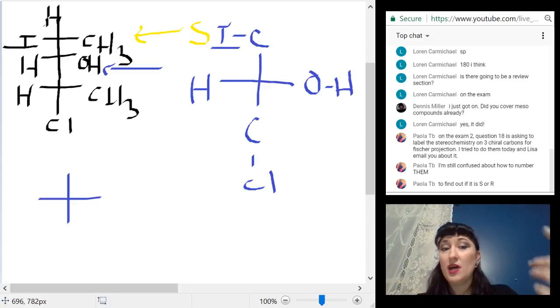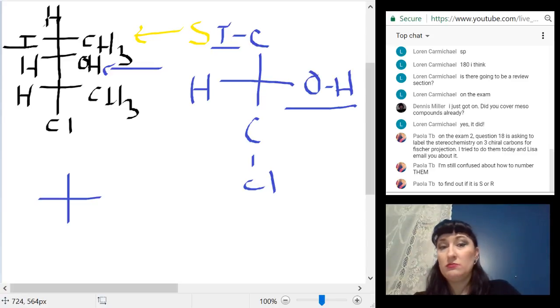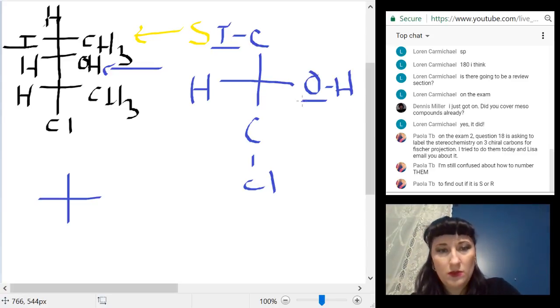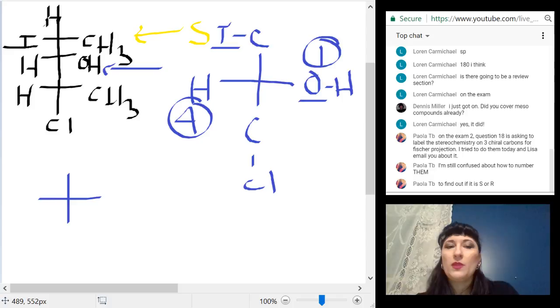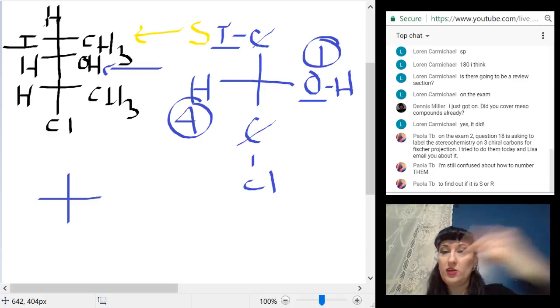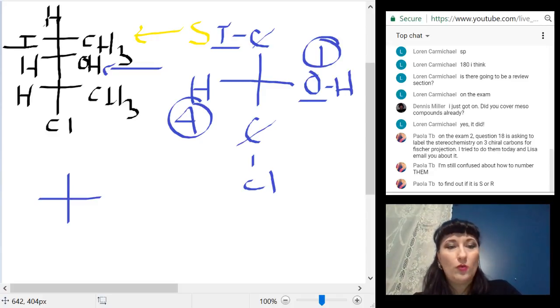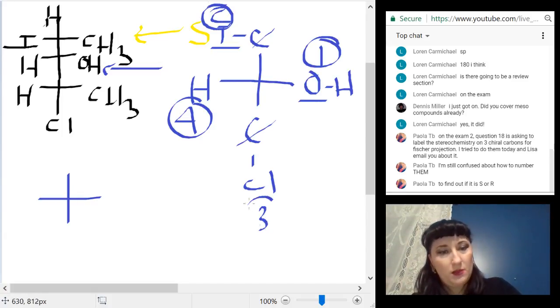So what's the highest atomic weight? Oxygen. And I shouldn't even put the H in there, just the oxygen. So that's gotta be number one. The hydrogen will be number four. Which one has a higher atomic weight, iodine or chlorine? Because the carbons are going to cancel each other out, you gotta go to the next difference. So iodine has a higher atomic weight than chlorine, so that gets a number two. That gets a number three.